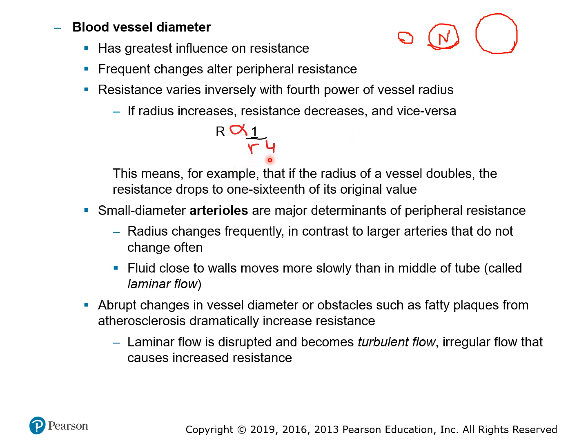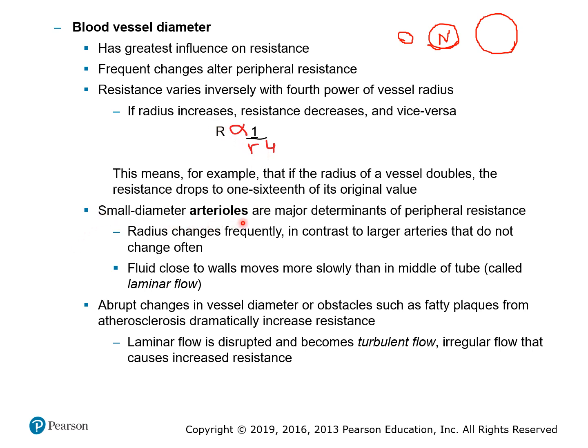So for example, if the vessel radius was 1 before and then it becomes 2, it will be 2 into 2 into 2 into 2, which will be 16. So the resistance will increase 16 times if the radius is changed from 1 to 2, because it depends on the fourth power of the radius; it is inversely proportional to the resistance.